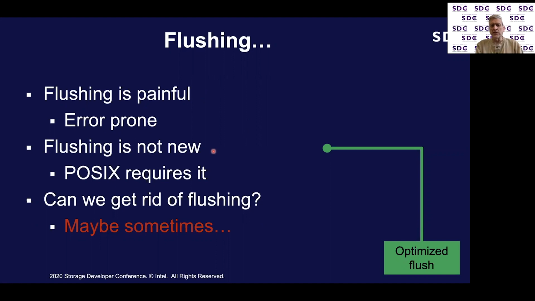This kind of flushing, like I said before, it's not new. POSIX has always required it, and testing it has always been hard, even with POSIX. But at least the storage ecosystem is actually quite used to forcing things to go all the way to the media when they need to be assured that it's actually sitting on persistent media. So the question that we're here to talk about today is, can we get rid of this flushing? Can we just make it so you don't have to worry about it? And not to keep you in suspense, my answer is going to be maybe sometimes we can.